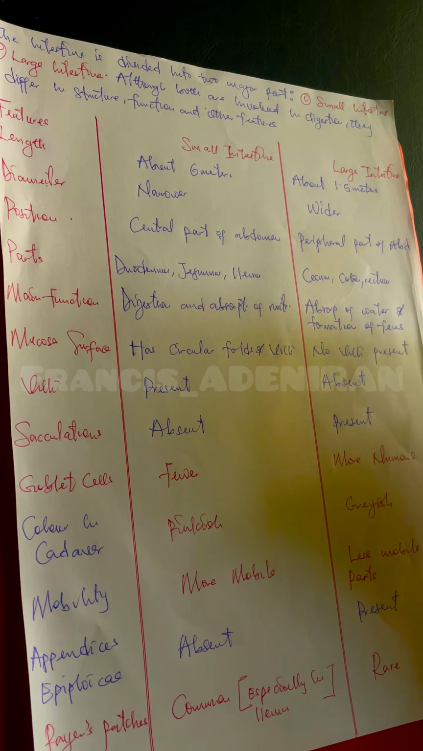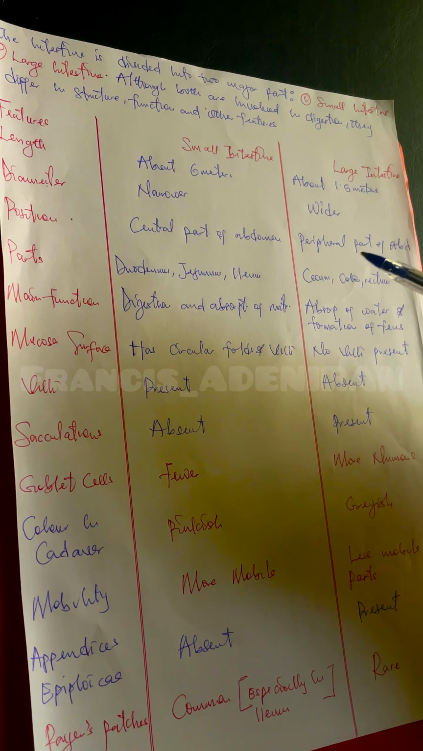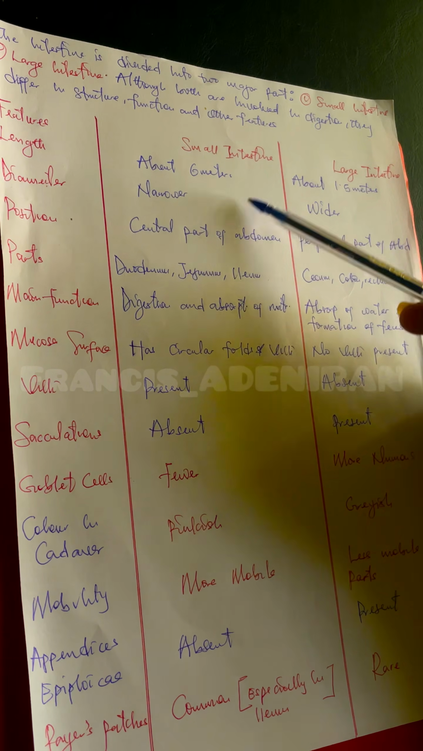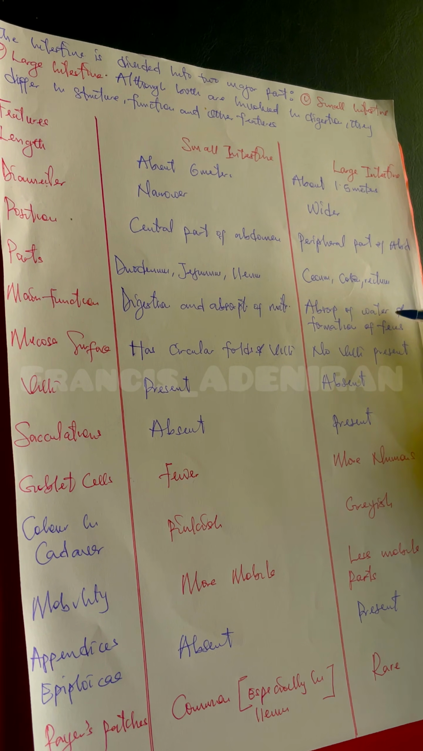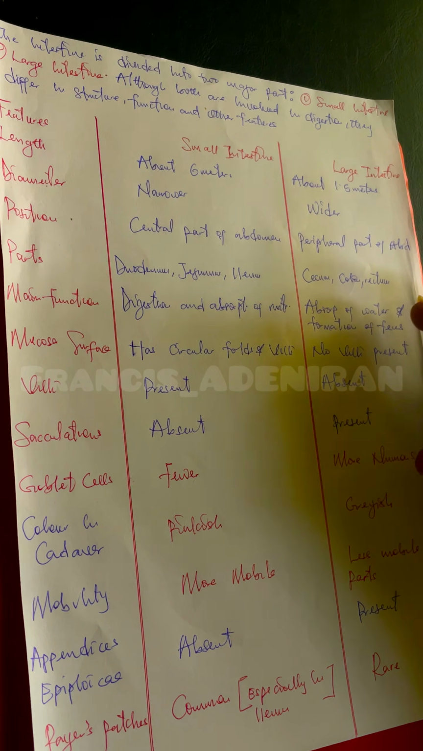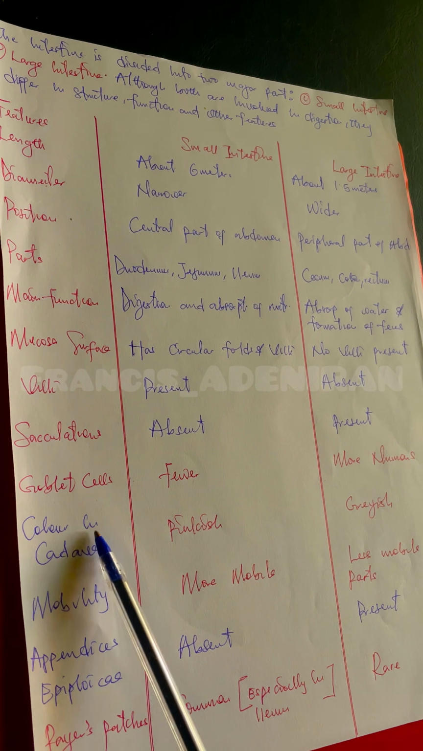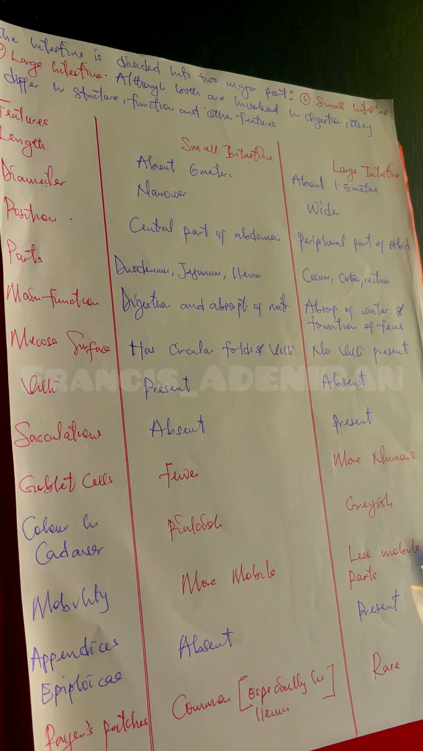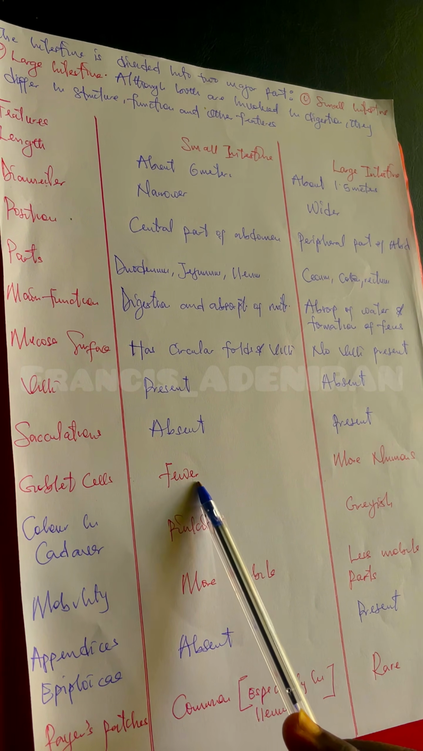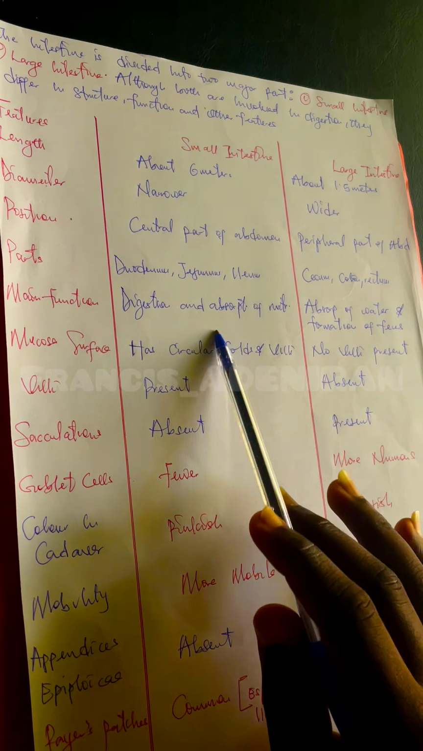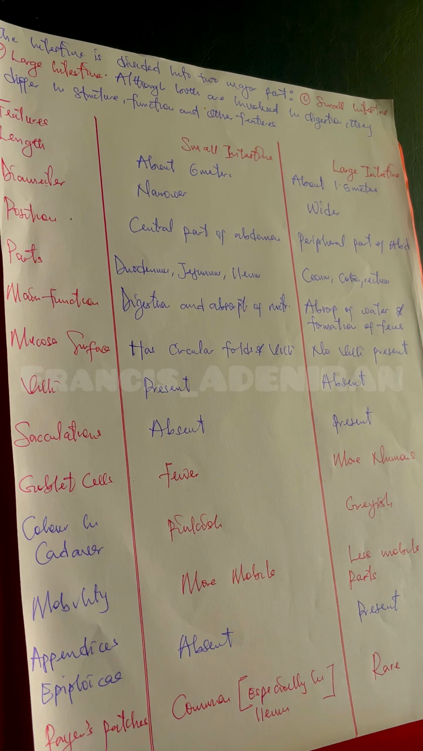Now, let's go to the next feature, which is villi. For the small intestine, we have villi present, but for the large intestine, we have villi absent. So let's go to circulations. For the small intestine, they are absent, but for the large intestine, they are present. So let's go to goblet cells. Now in the large intestine, we have more numerous goblet cells in comparison to the small intestine, where we have fewer ones. So let's go to the color of the small intestine and the large intestine in cadaver.